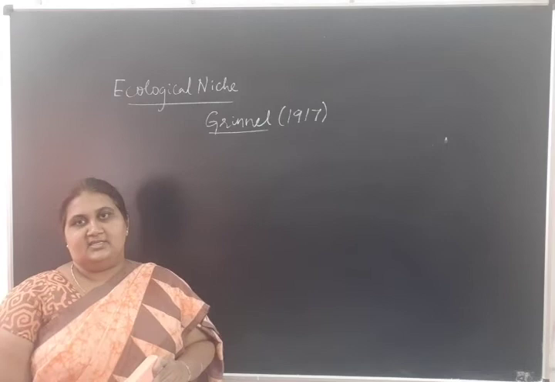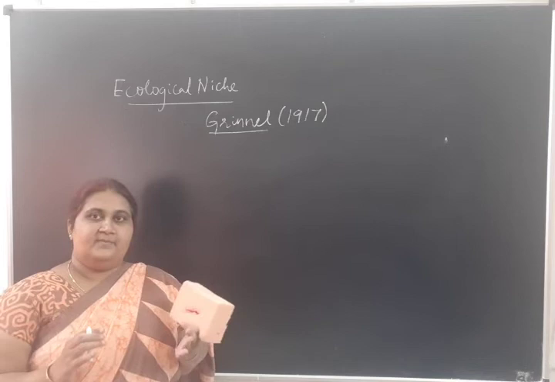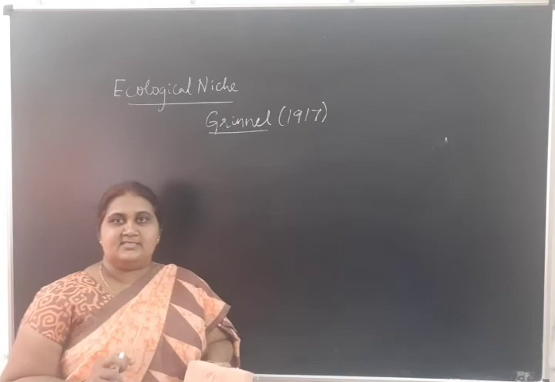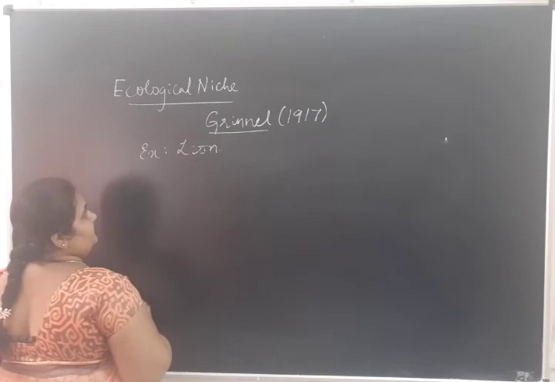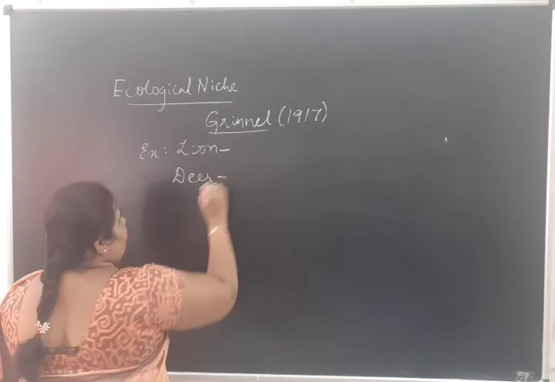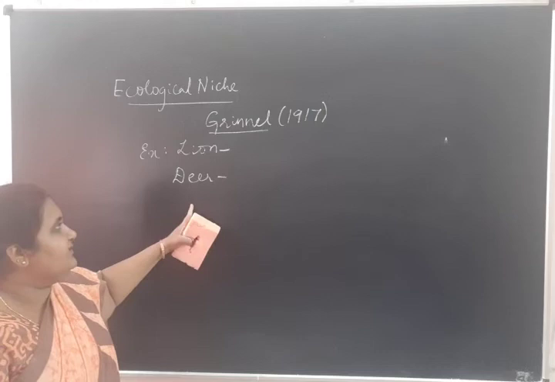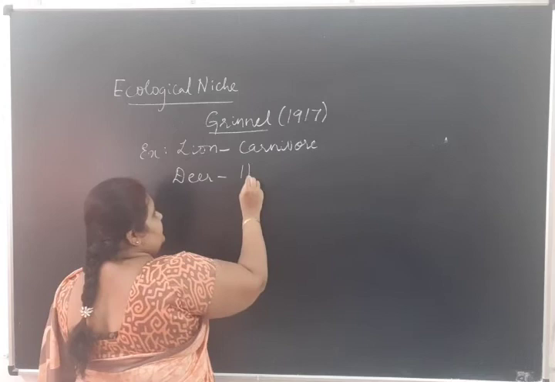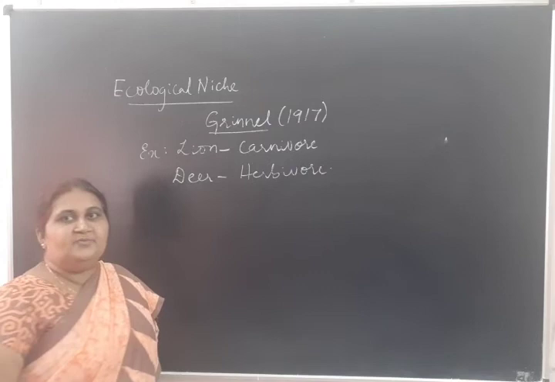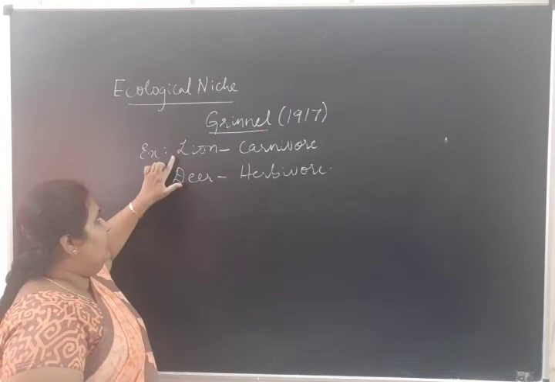Important here: within its habitat, the activities made by the organism, we call it the ecological niche. Example, lion and deer. Where are they found? Both have forest as habitat. The lion is a carnivore. The deer is a herbivore. Carnivore and herbivore represent the ecological niche of lion and deer.